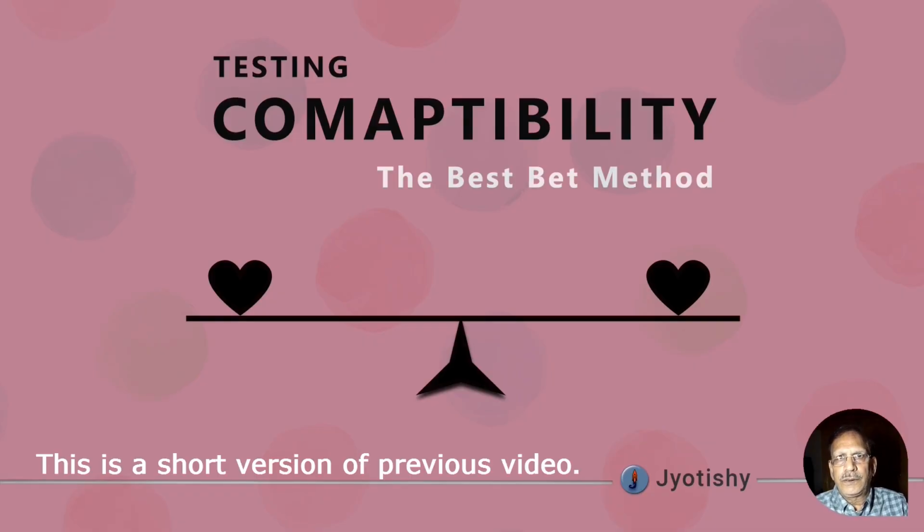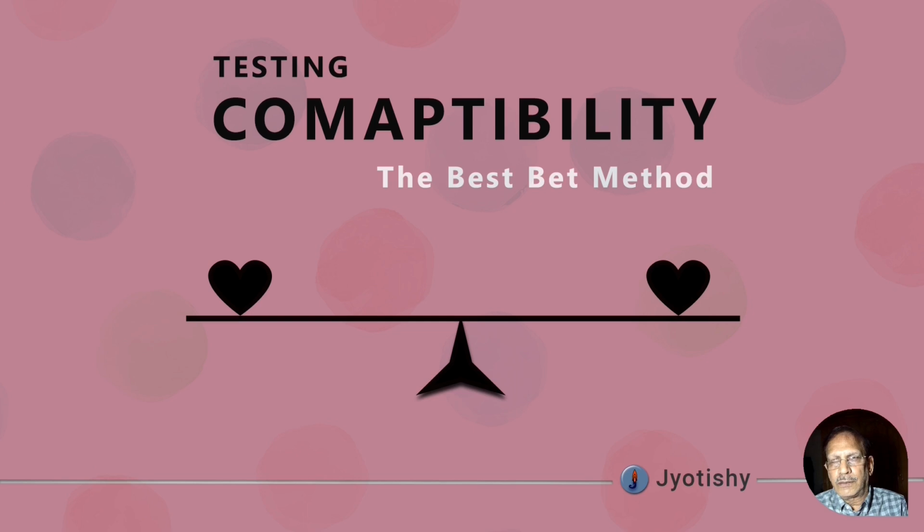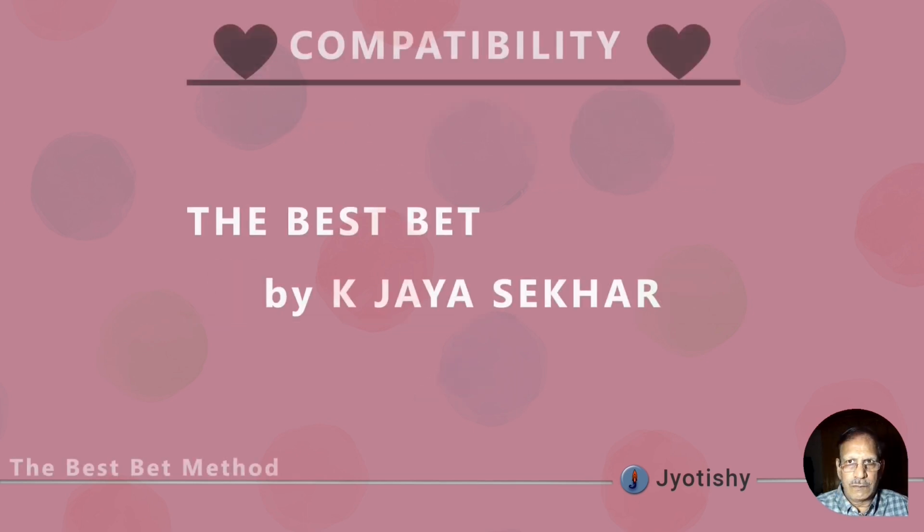Namaste. In this video, I'd like to test or evaluate the compatibility method as per the Best Bet method. I have 22 pairs of married couples. I'll take those and try to study and see how I can best interpret this method. This Best Bet method is proposed by K. Jayasekar. He has written a book with that name, The Best Bet, Matching of Horoscopes Before Marriage.